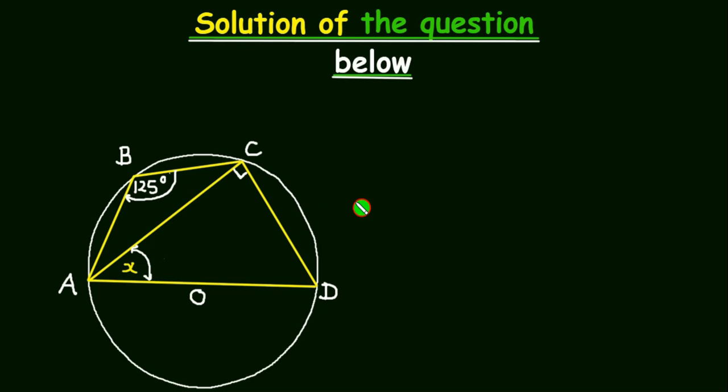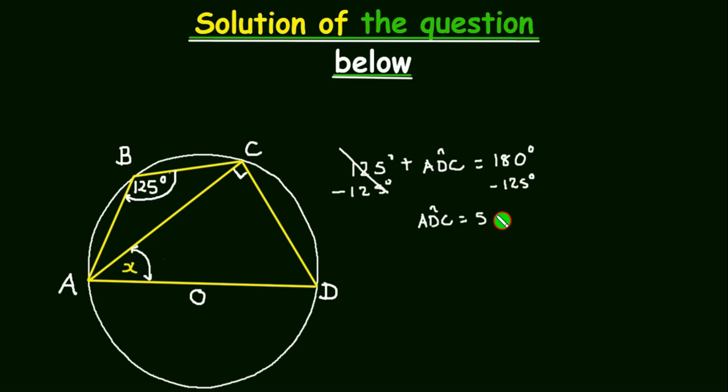So let us add them. So here we have 125 degrees, and we're adding that to ADC, and they must add up to 180 degrees because they're supplementary. So we get rid of 125 in order to find the value of ADC. We subtract 125 degrees on both sides of the equation. If I subtract that, ADC is equal to 55 degrees. So now we know that this angle here is 55 degrees. But we need to find this angle X.